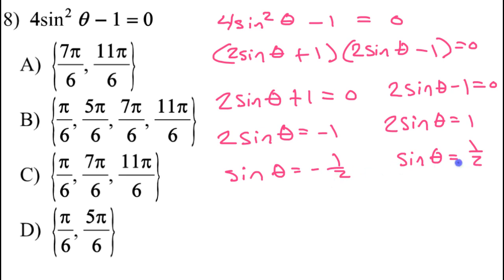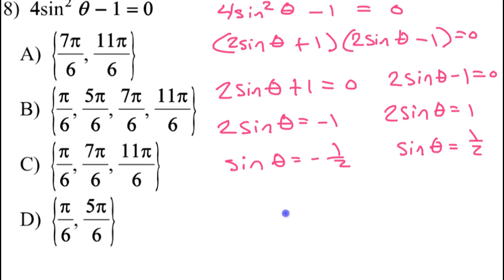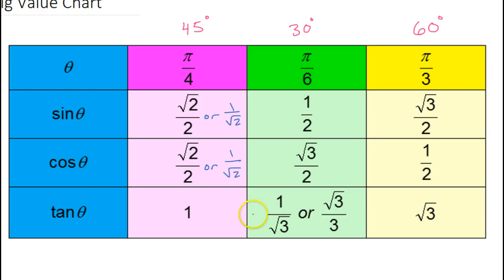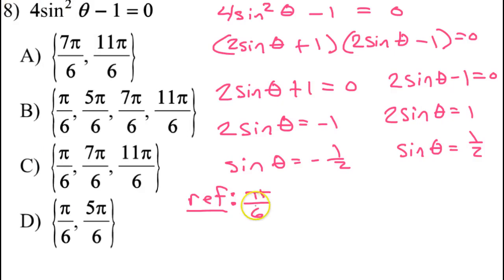Alright, notice that we have 1/2 in both cases. Just one is positive and one is negative. So the reference angle is going to be the same in both cases. So what is the reference angle going to be? Hopefully you're thinking pi over 6 right now. Okay, the sine of pi over 6 is 1/2. So that is the reference angle.